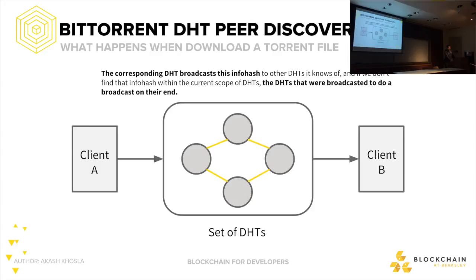Because if everybody knew each DHT, it would have to be extremely coordinated, and it's actually kind of hard to coordinate that. There has to be some kind of consensus, and there is no consensus in BitTorrent.